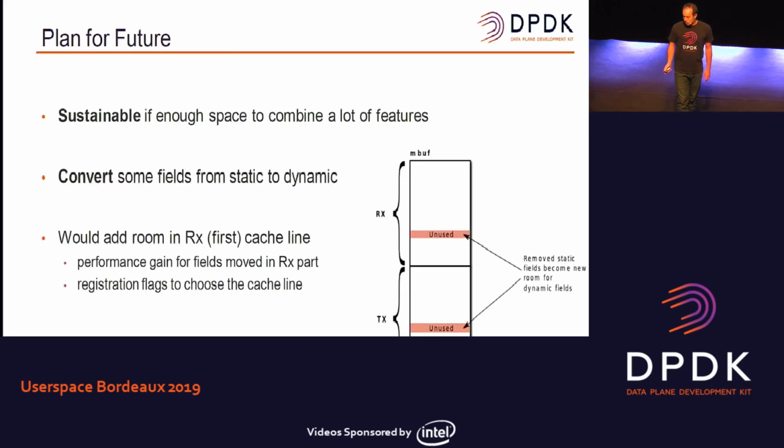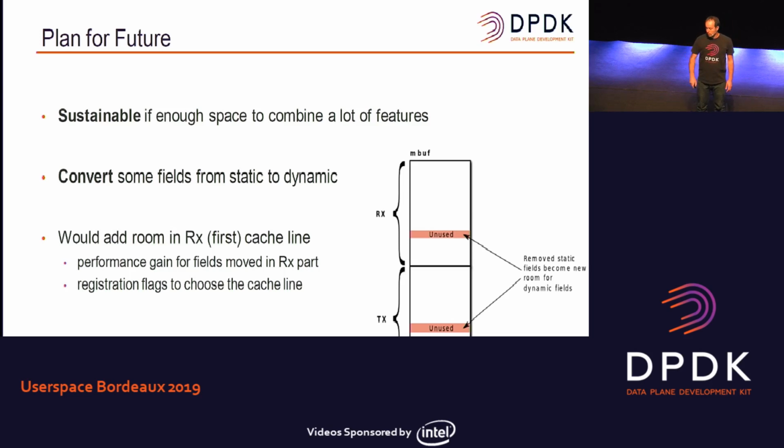So, what is the plan? The plan is just to get more space. Why? Because this new change can be sustainable for the future, for forever, if we have enough space for all the features we want to enable at the same time. So, in order to achieve that, we need to move some fields from static to dynamic. So I just want to discuss which ones maybe can be moved.